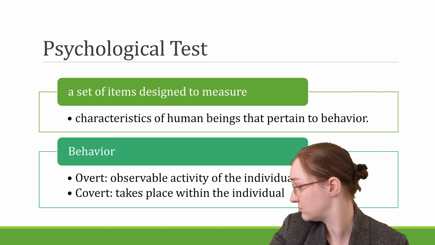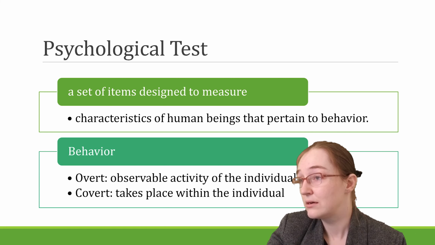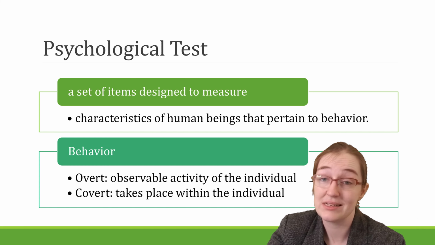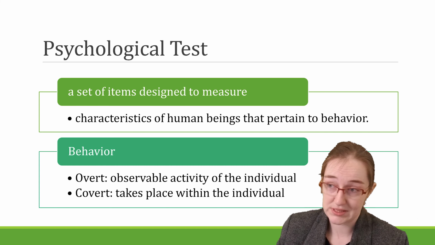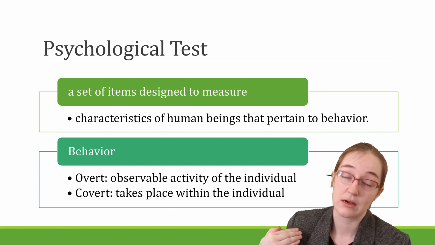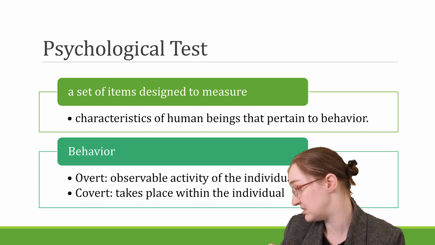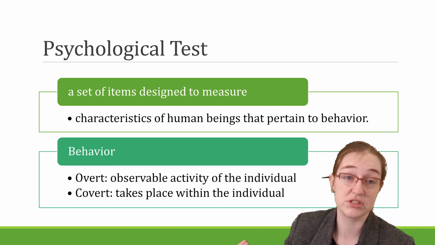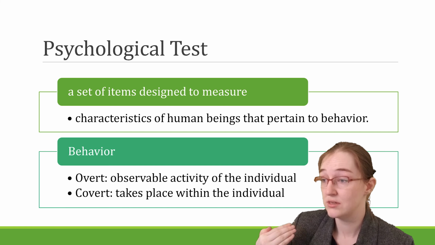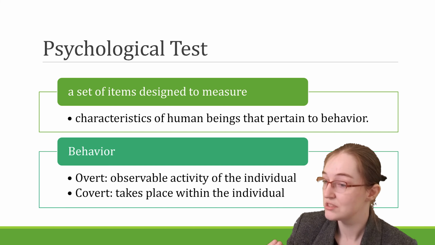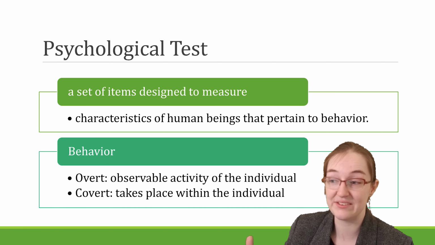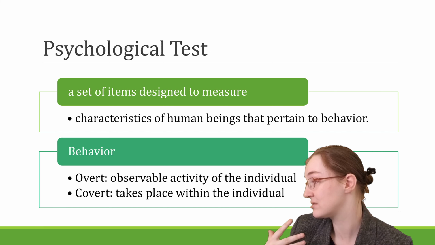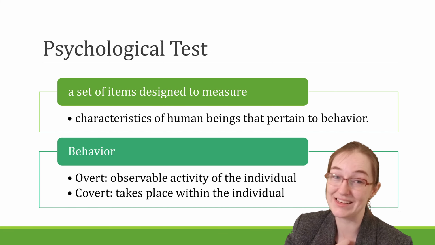So, now, that set of items is designed to measure characteristics of human beings or other sentient creatures that pertain to that behavior. This behavior can be overt, so an observable activity of the individual, or covert. It can take place within that individual.